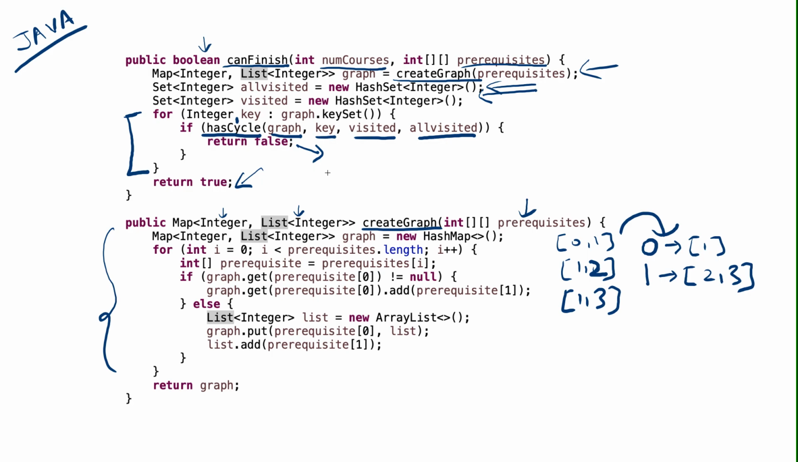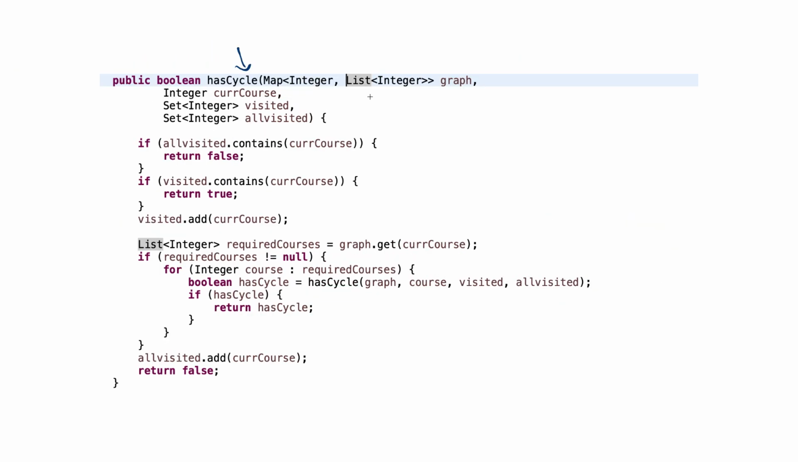Let's now look at our has cycle method, which according to me is the most important method here. In the has cycle method, we have four inputs, which I'll just repeat. We have a graph, then we have the current course, which we are trying to check whether it is having any circular dependency. Then we have this visited set, and then we have all visited set, right? The two sets which we discussed before.